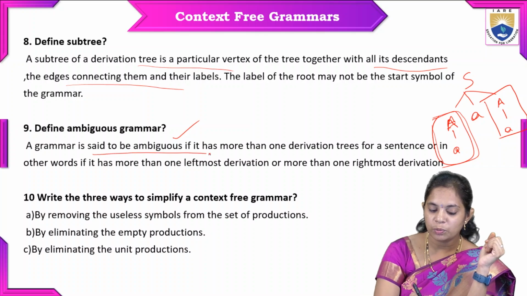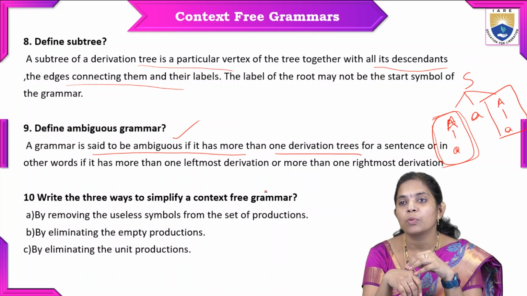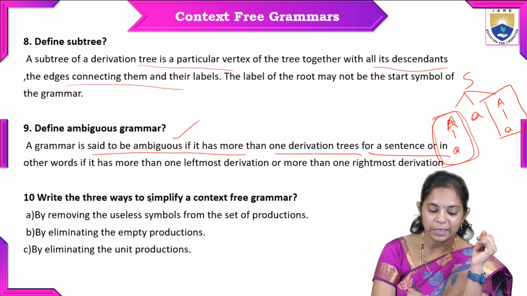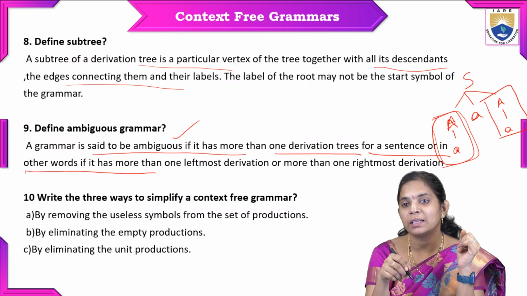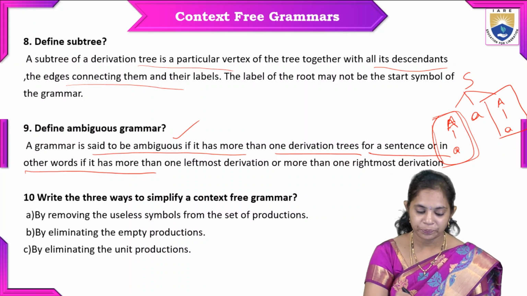So a grammar is said to be ambiguous if more than one derivation tree is there for a sentence. In other words, if more than one derivation tree occurs for a sentence, we can say that the grammar has ambiguity.